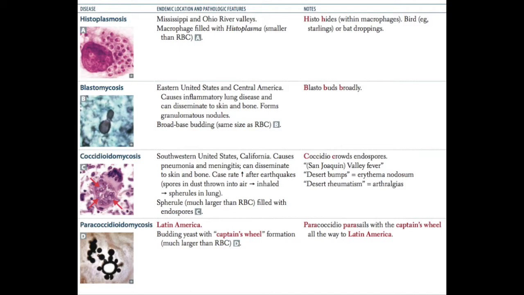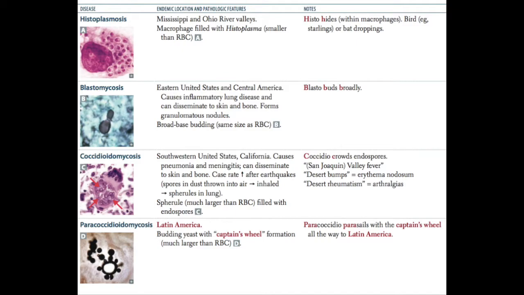Histoplasmosis is endemic in the United States to the Mississippi and Ohio River valleys and causes a pneumonia. So what we see here are small 3 to 5 micron spores found within the cytoplasm of macrophages. Each of these spores is smaller than an RBC, so that can give you a good idea. If you're looking at a stain, compare it to a red blood cell. You'll see them smaller within a macrophage. So remember, histo hides within macrophages, and it's normally transmitted through bird or bat droppings.